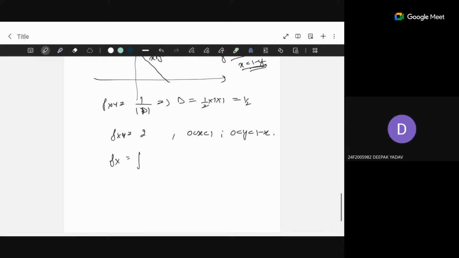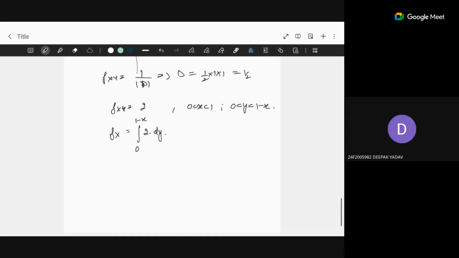Okay ma'am, okay. So in case of x, what will be my limits? My limits would be 0 to 1 minus x, 2 into dy, correct? Yes or no? Yes, ma'am. Okay. And similarly for f(y), we will be taking from 0 to 1 minus y, 2 into dx, correct? So if you find out, this will be 2 into 1 minus x, and this will be 2 into 1 minus y.